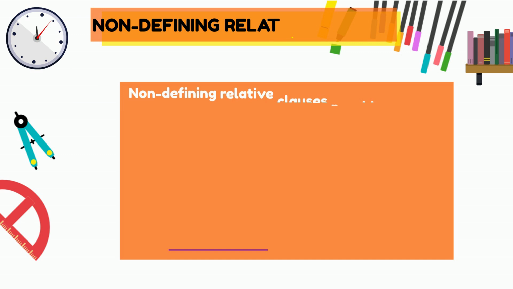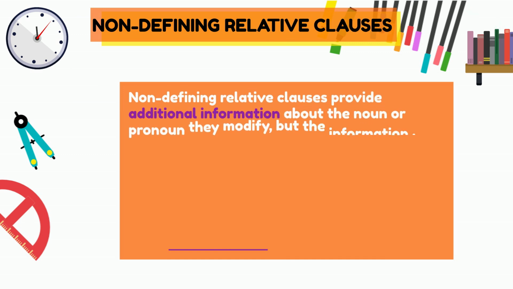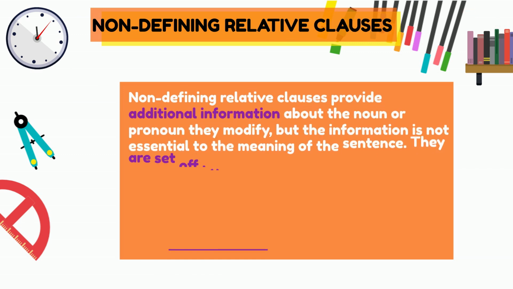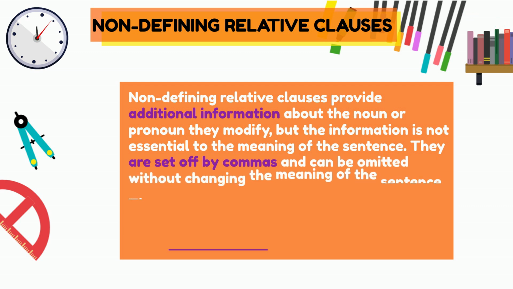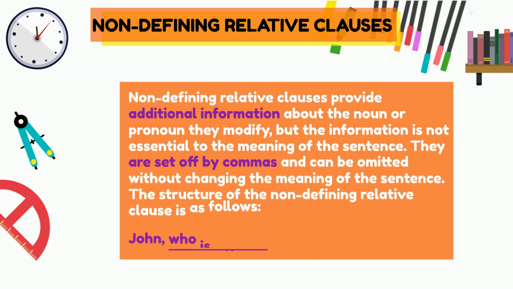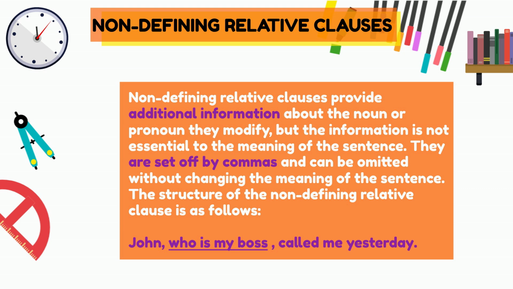Non-defining relative clauses. Non-defining relative clauses provide additional information about the noun or pronoun they modify, but the information is not essential to the meaning of the sentence. They are set off by commas and can be omitted without changing the meaning of the sentence. The structure of the non-defining relative clause is as follows. John, who is my boss, called me yesterday.